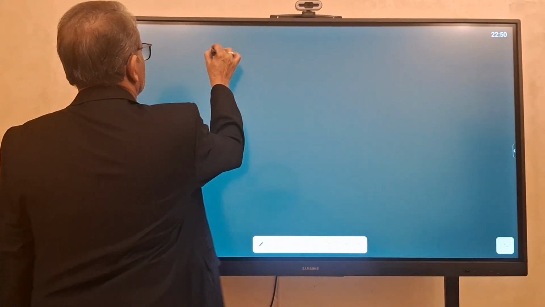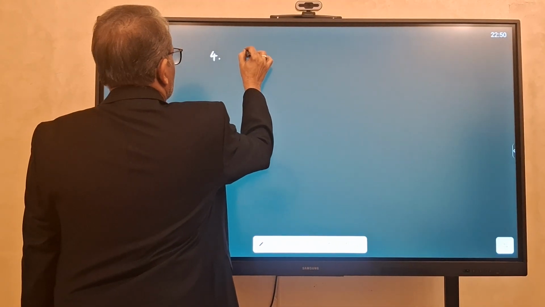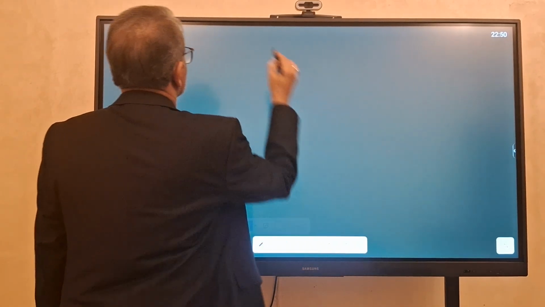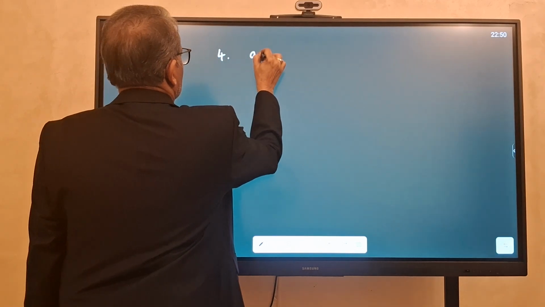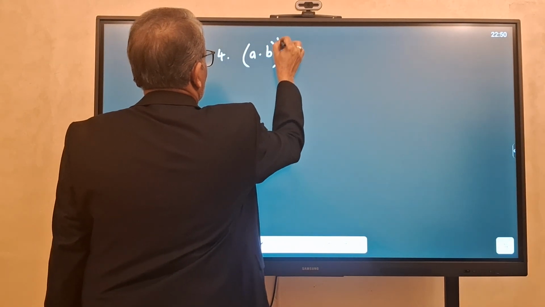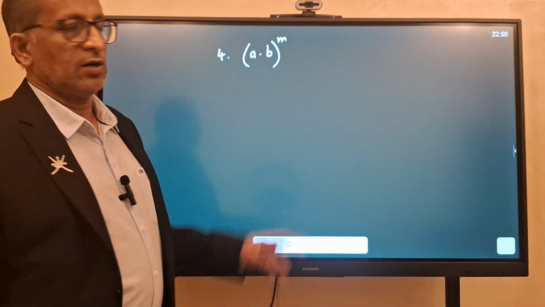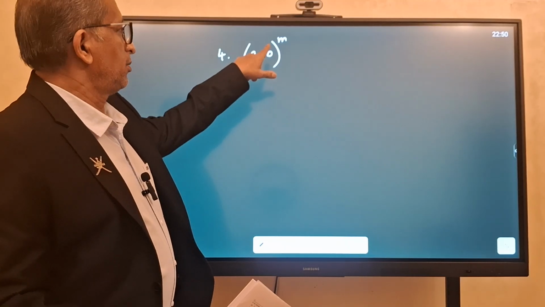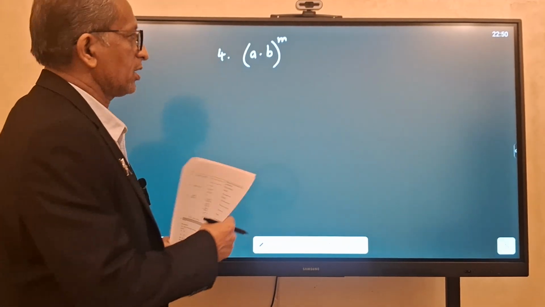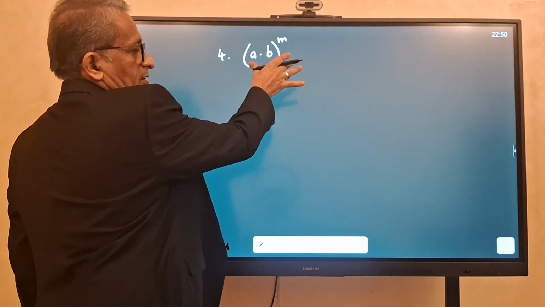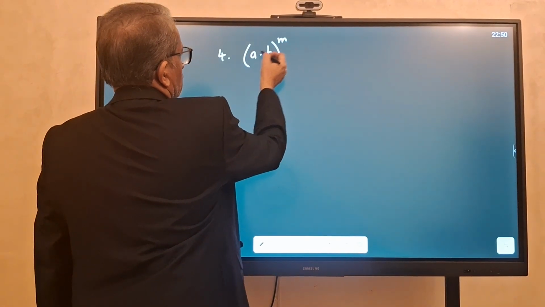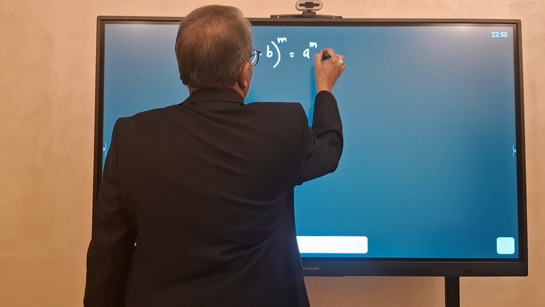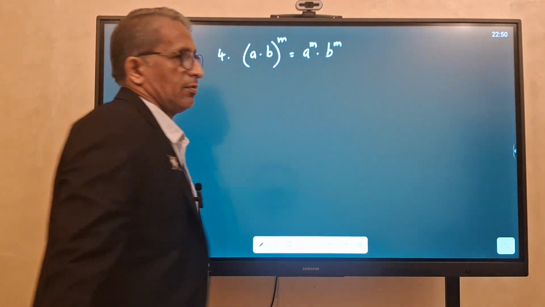Number 4, (A dot B) power M. So we have two bases here, A and B, because we have written that in the bracket, but there is only one power. So what happens here is that I open the bracket. When I open the bracket, the power goes to A and the power goes to B. That means it is A power M, B power M.